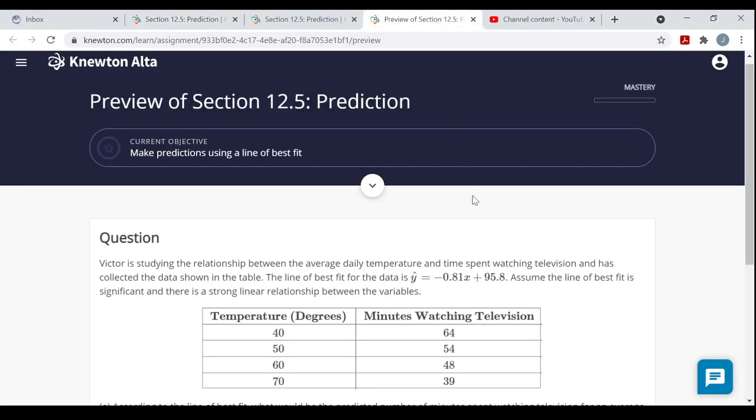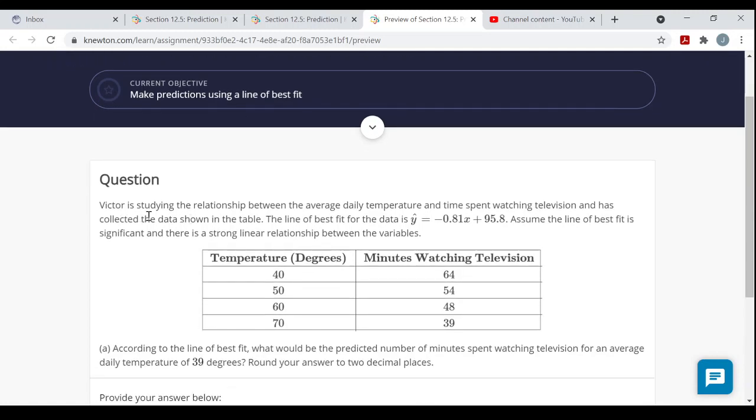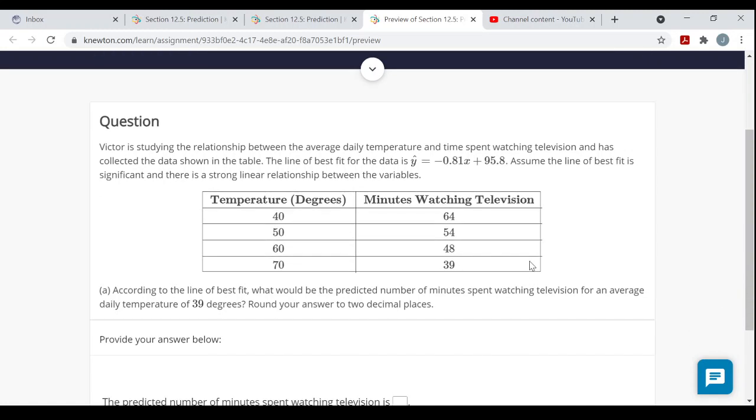All right, so let's look at this example here. So here, Victor is studying the relationship between the average daily temperature and time spent watching television, and has collected the data shown in the table. Now they're already giving us the line of best fit, which is wonderful. So I don't have to enter this in a table, in lists, and look at a graph and all that. Thing is, though, I will do that. I will do that in a second.